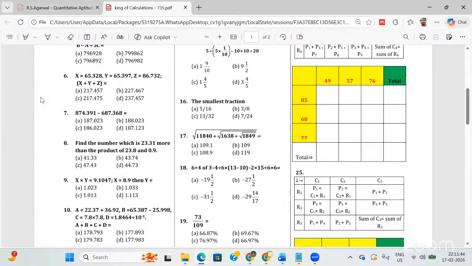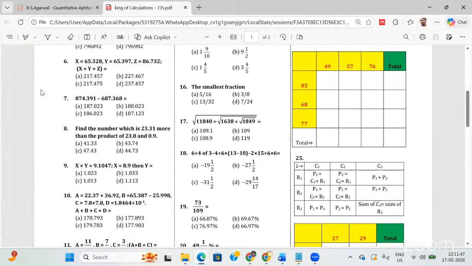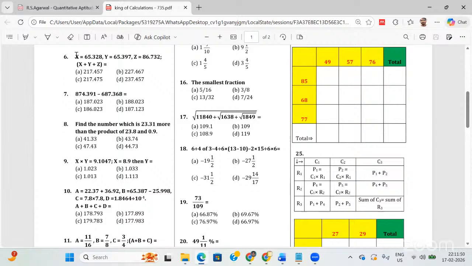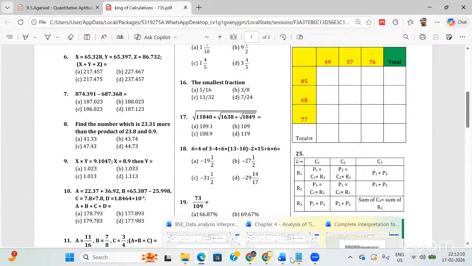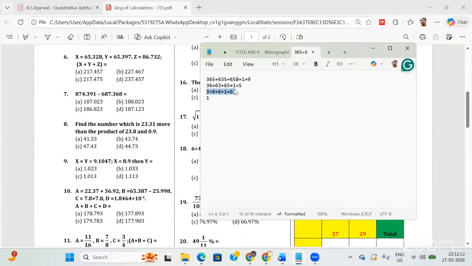Then consider this sum. In this case, ignore the point. At the time of solving the sum, ignore the decimal point. Solve the sum and put your decimal back after getting the answer. Okay. For example, in this case, we ignore the decimals first. We ignore all the decimals right now. Done.